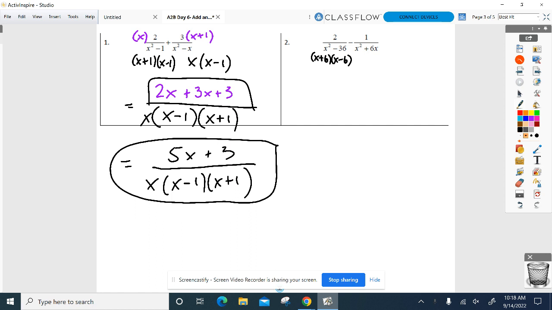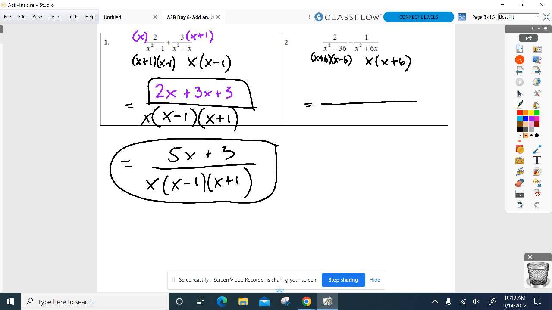You can do perfect square. Oh no, you can't. Sorry. Just x and then x plus 6. Ready to find the common denominator now.